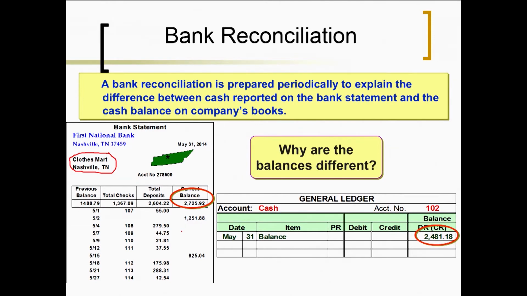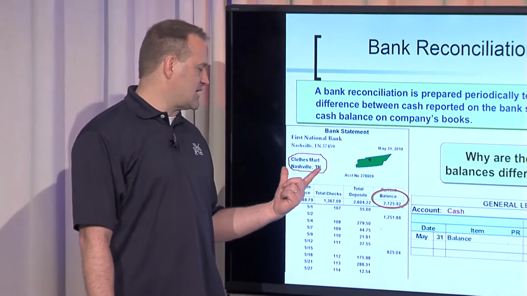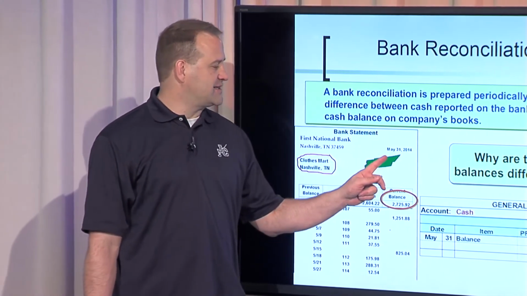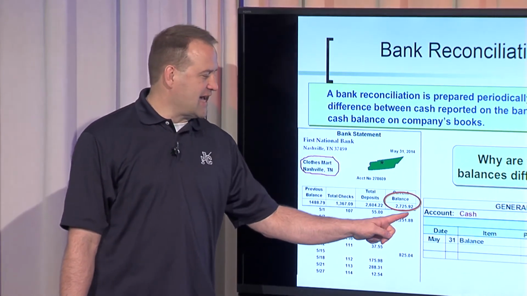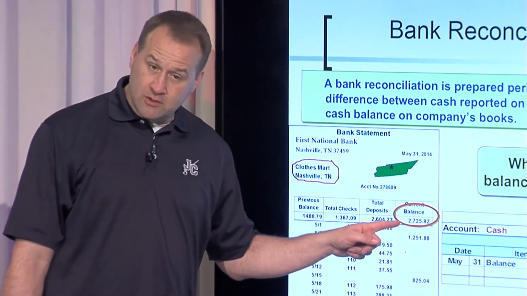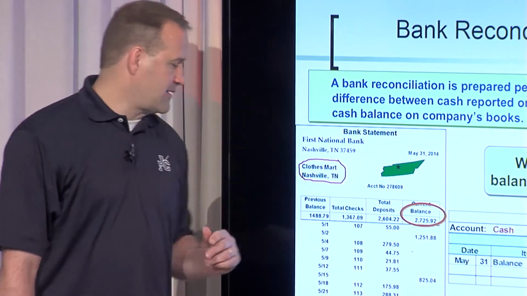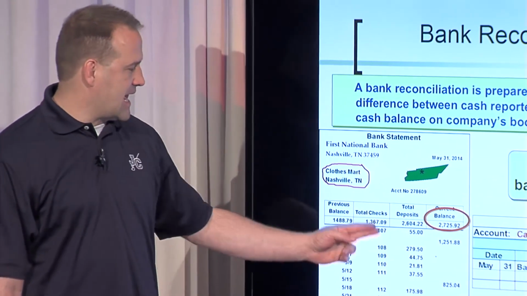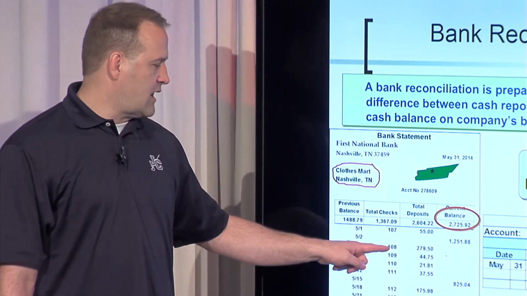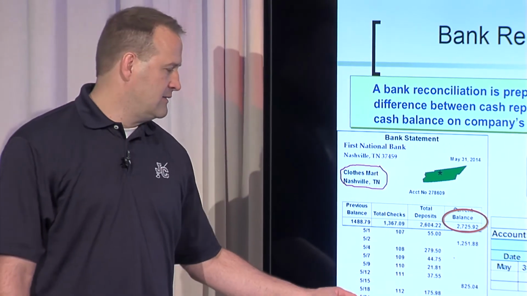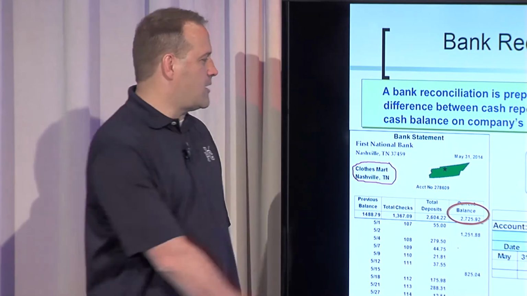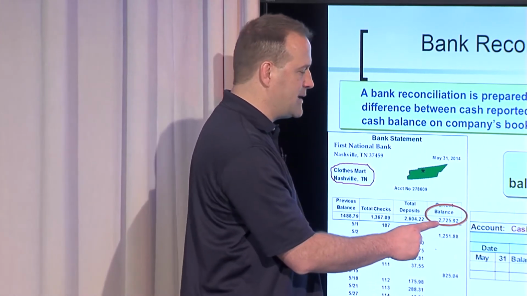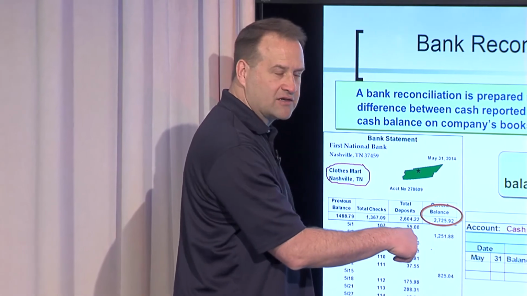You with me? But what you have here is, this is our bank, this is us, we're CloseMart, and they tell us that on May 31st of '14, that is how much cash we have in our account, per the bank. And then they show you some different things that happened, you know, check number 108 for 279.50 was written, and we made a couple of deposits here. You've seen this, right? Okay. Now, May 31st, 2014, the bank says this is what we have in our account on that day.